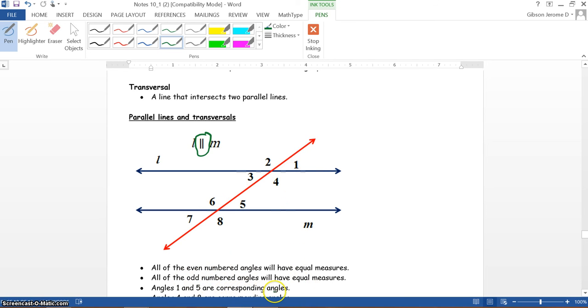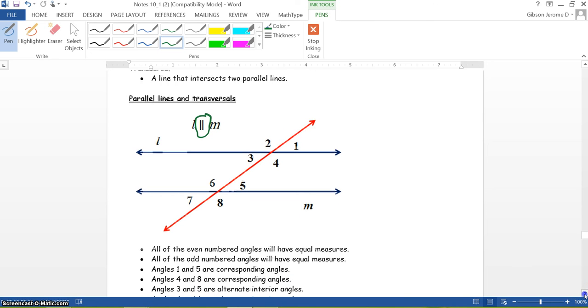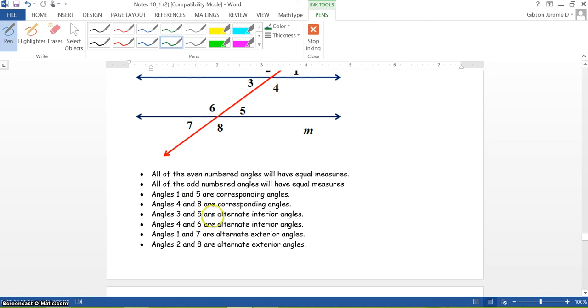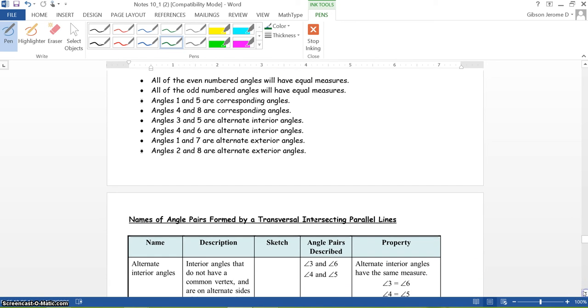Okay, angles 1 and 5 are corresponding angles. These are corresponding angles, and corresponding angles are congruent. Angles 3 and 5 are alternate interior angles. Alternate interior angles are also congruent. Angles 4 and 6 are alternate interior angles. Angles 1 and 7 are alternate exterior angles. Angles 2 and 8 are alternate exterior angles. So alternate interior and alternate exterior angles are congruent.